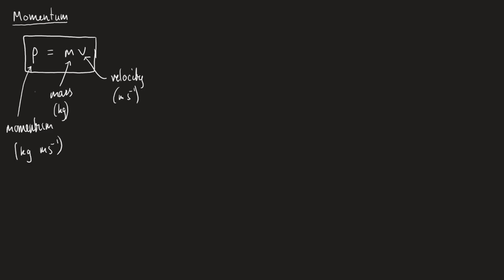Now this equation we should be able to apply pretty easily. If I say that I have a ball of mass 2 kilograms traveling in this direction at 5 meters per second, we should just be able to see that P is equal to the mass times the velocity, so P is 10 kilograms meters per second. Okay, that is fairly straightforward.